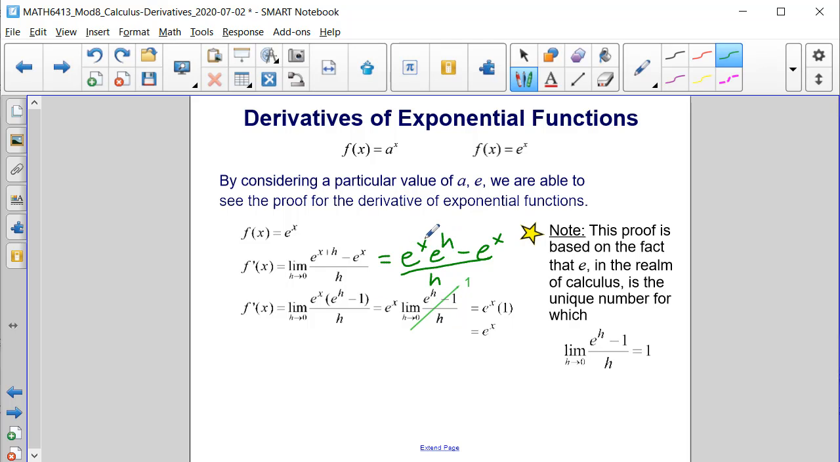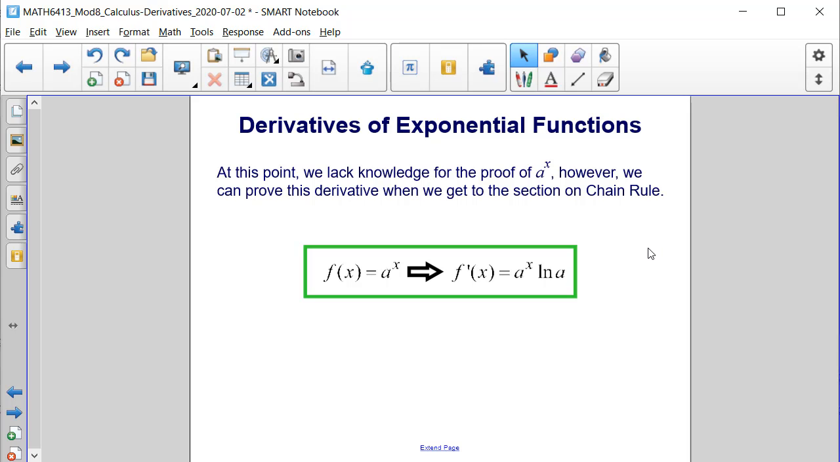And then we can clearly see that we have an e to the x that we can factor out of both terms, and that's how we get this: the limit as h approaches 0 of e to the x times e to the h minus 1 over h. And we are able to cancel out the limit as h approaches 0 of e to the h minus 1 over h because that value is equal to 1. So then we're left with e to the x times 1, which is just e to the x.